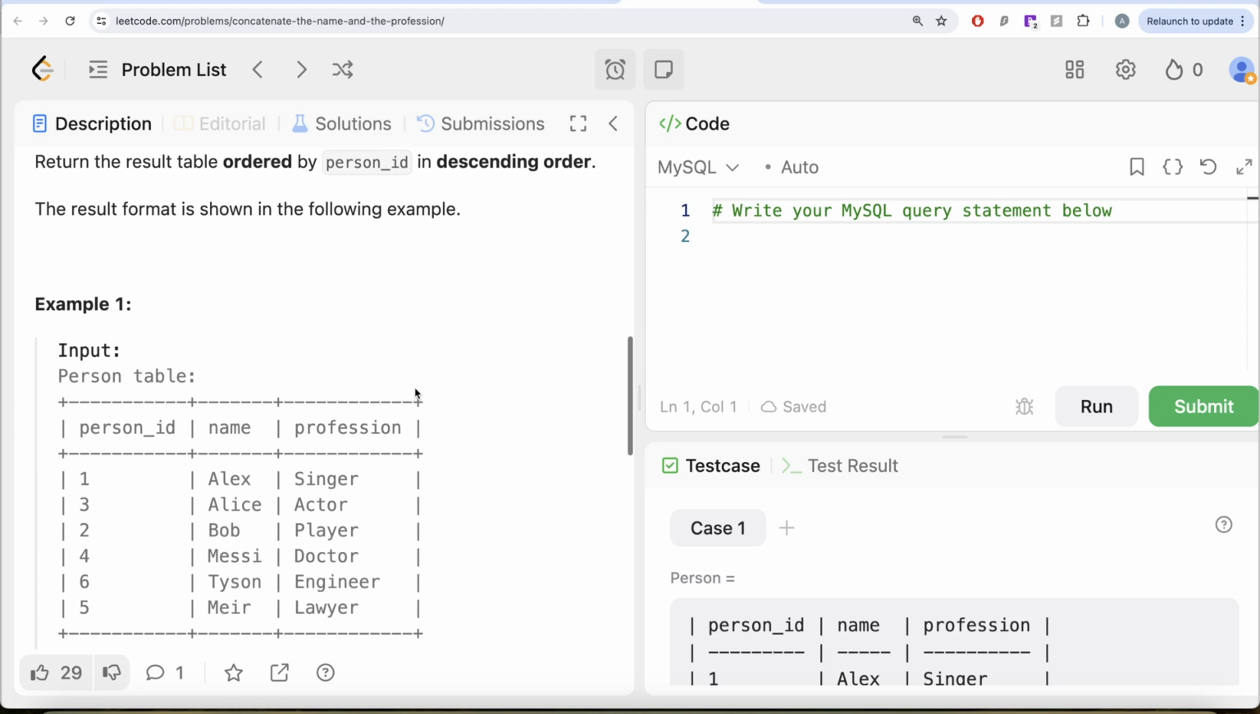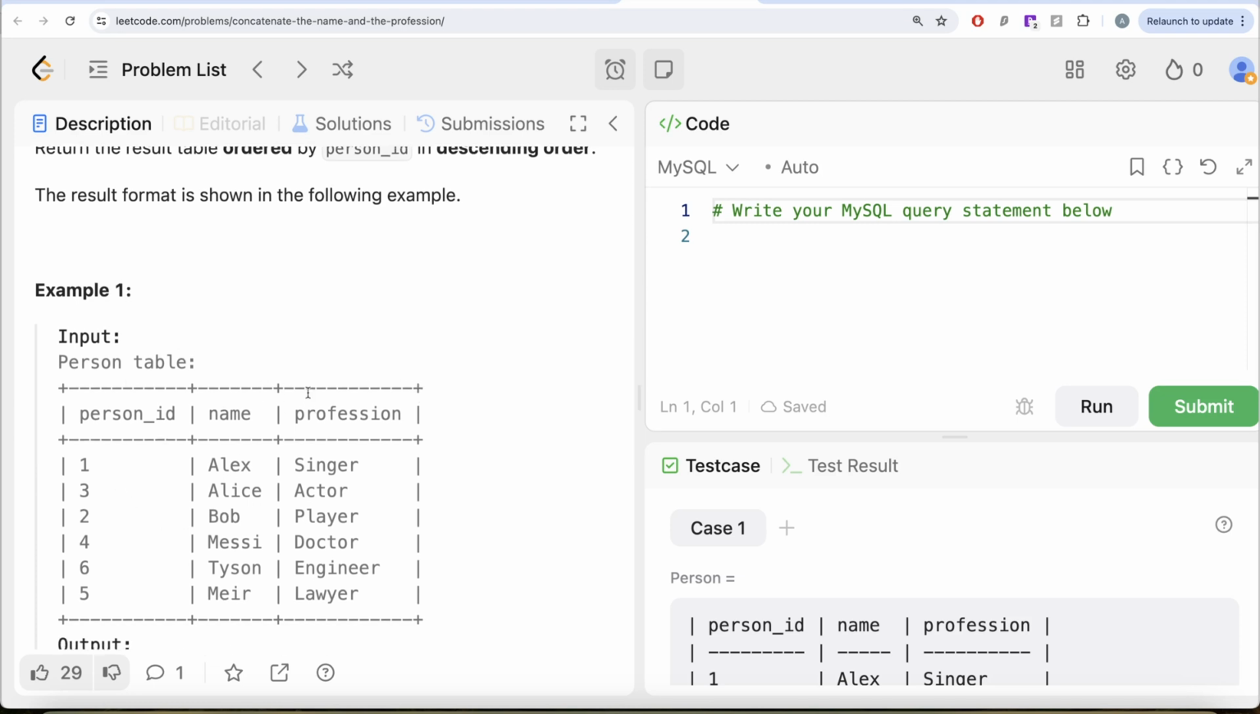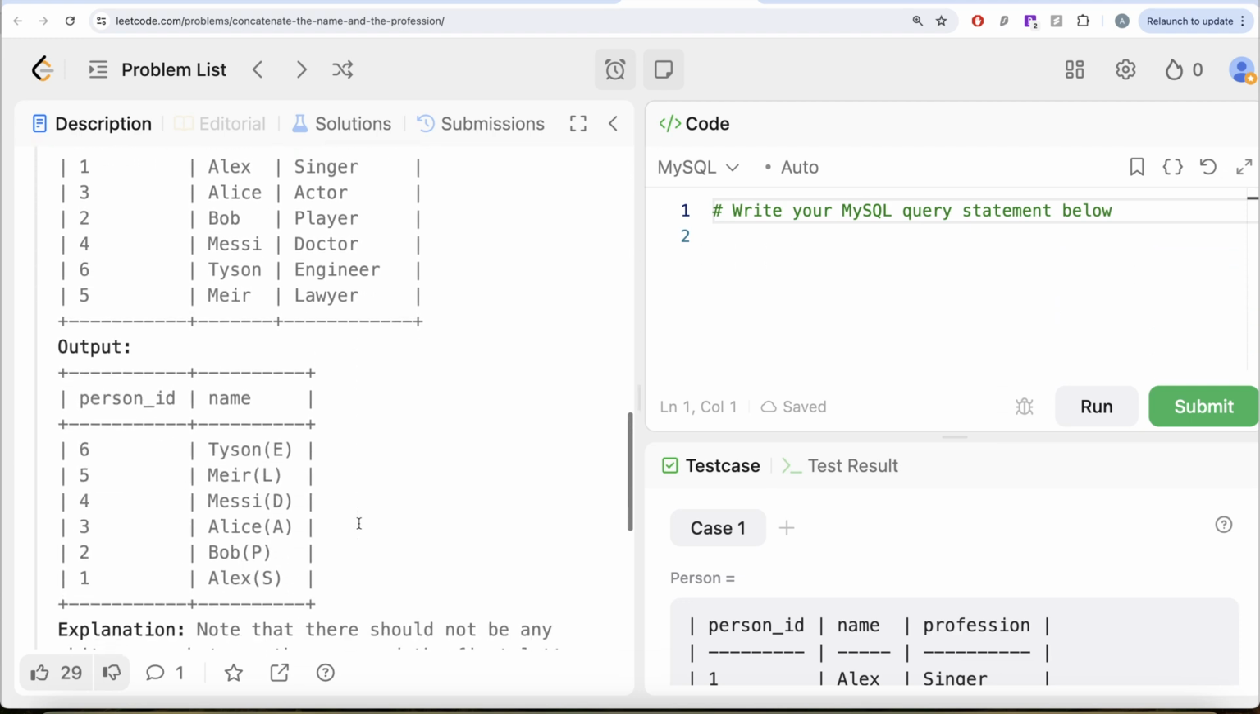Okay, let's go through this example. So here we have various person IDs, their names and professions. What we need is the person ID and then the name, which should be Alex and in parentheses S for singer, Alice in parentheses A for actor, Bob in parentheses P for player, and so on. And that is what we have in our output.